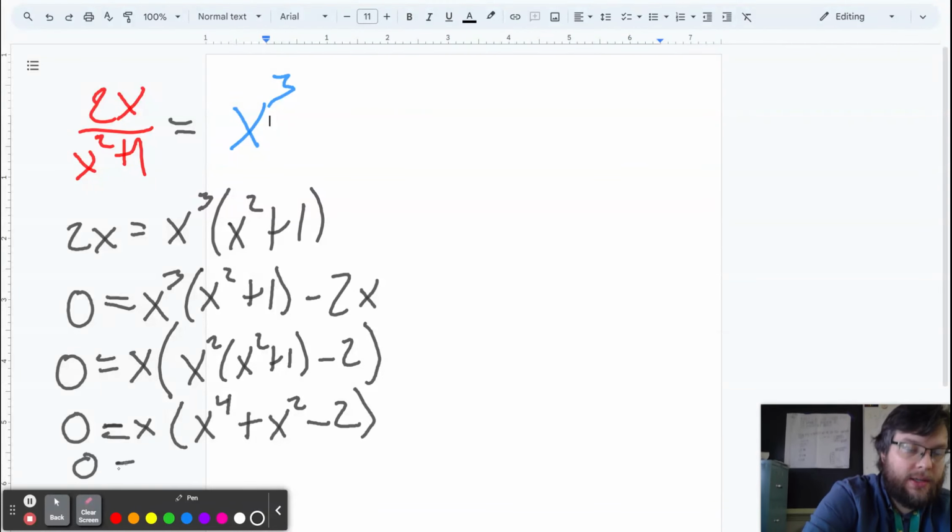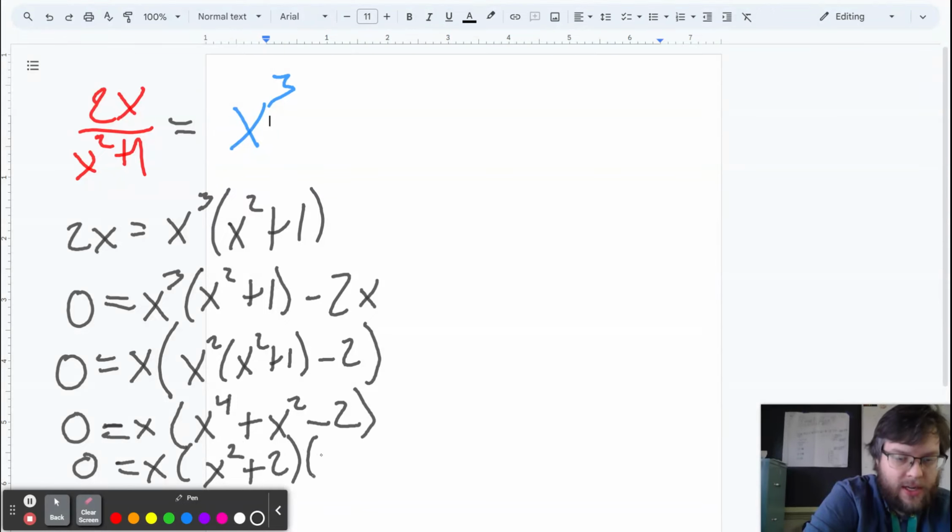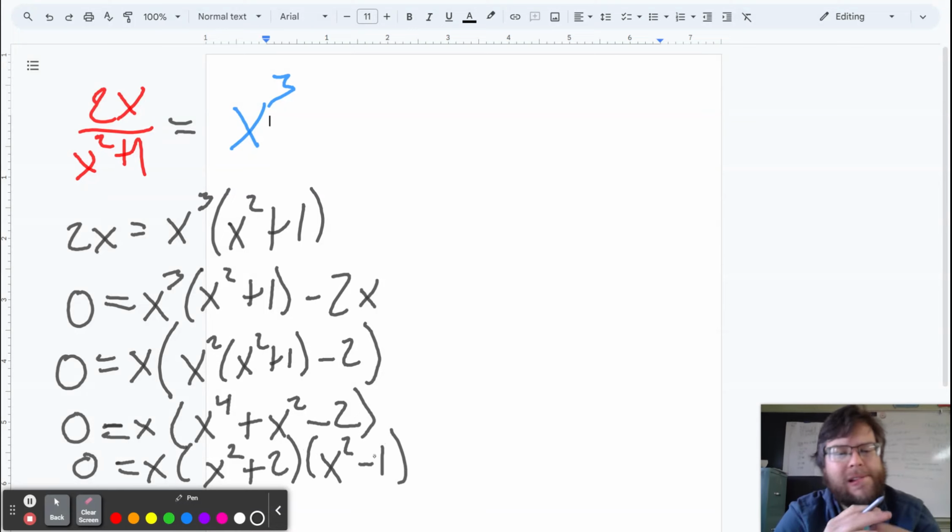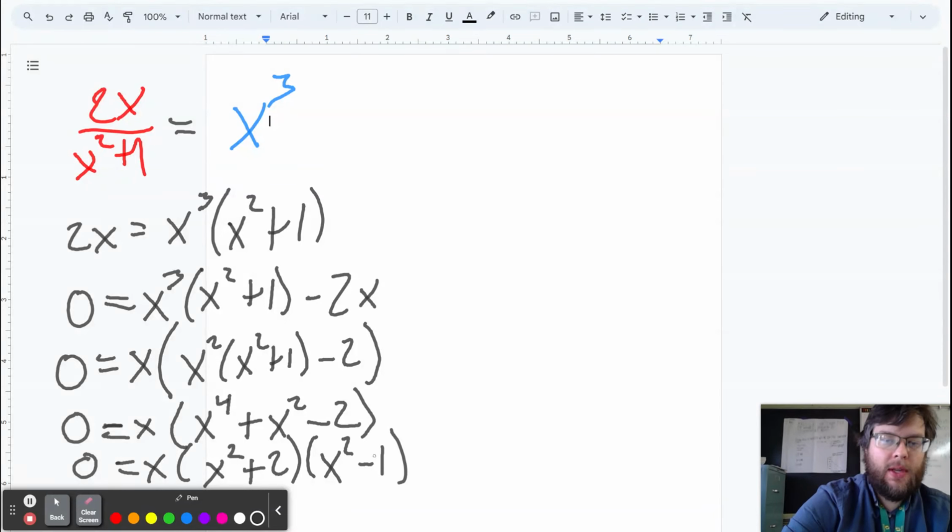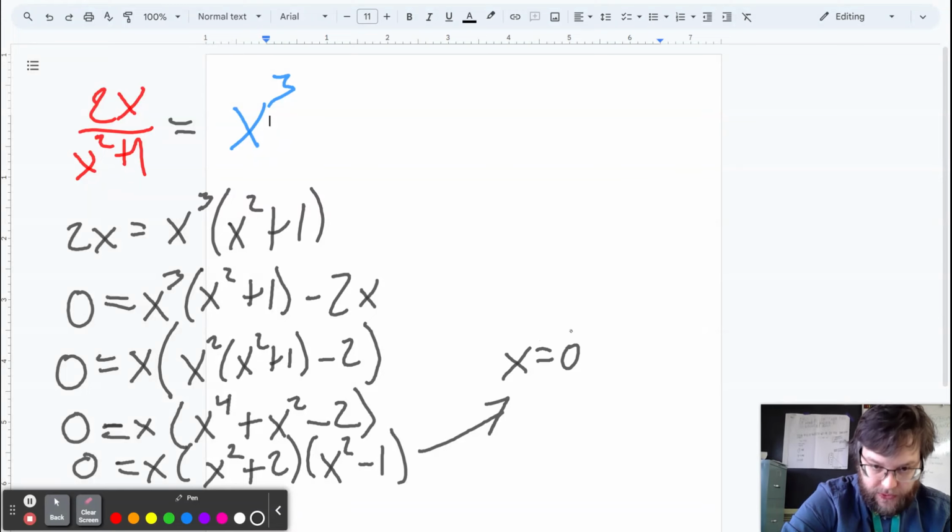And then I can factor the inside to be, I guess, x squared plus 2 times x squared minus 1, because I just thought of that as if it was a quadratic, x squared plus x minus 2. And so I needed two numbers that multiply to make negative 2 and add to make positive 1. And so that's where I came up with those. And so this tells me that we have three potential candidates: x equals 0 and x squared equals 1, so x equals positive or negative 1.